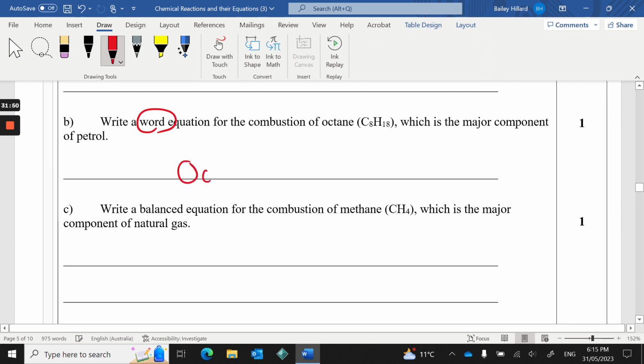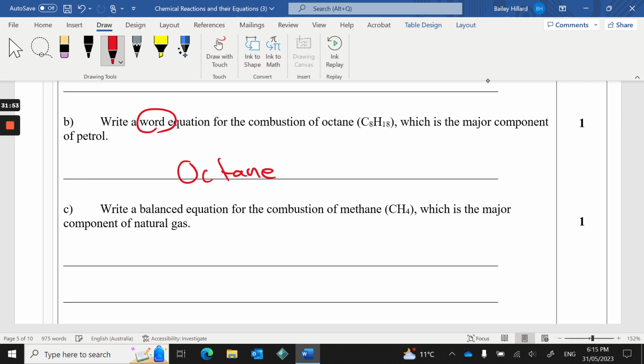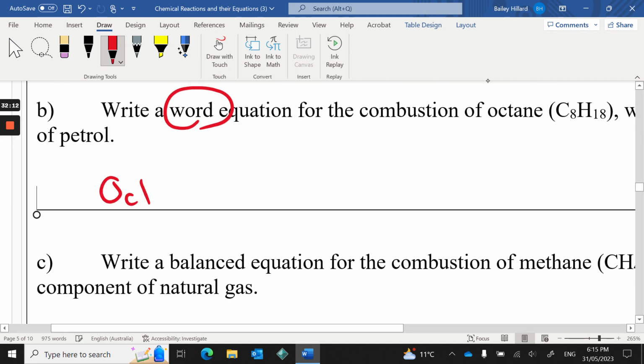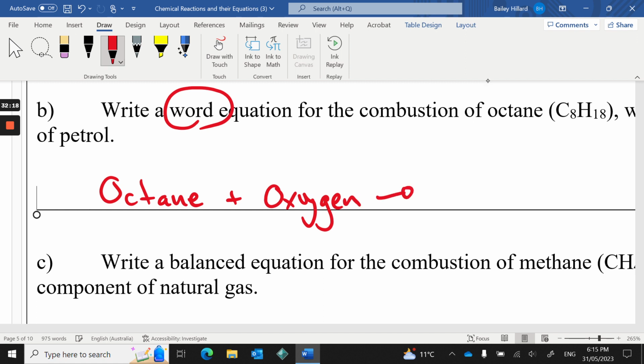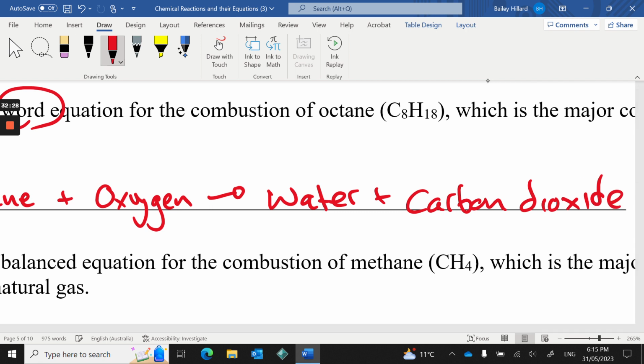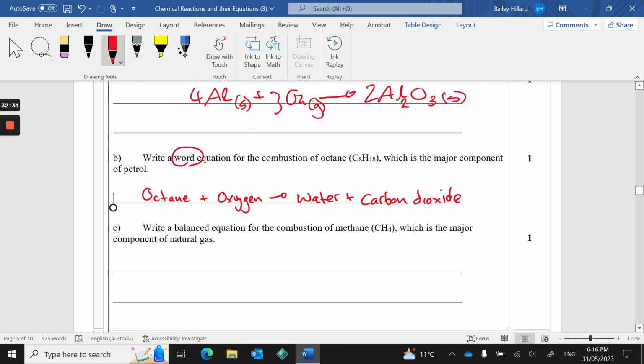Okay, so octane plus oxygen, and we can say gas, we know it's oxygen gas, goes to, oh, I'm just going to probably run out of room, so I'm just going to go again, sorry. So octane plus oxygen goes to water plus carbon dioxide. Okay, there we go. Word equation. We use some words. We didn't use chemicals.